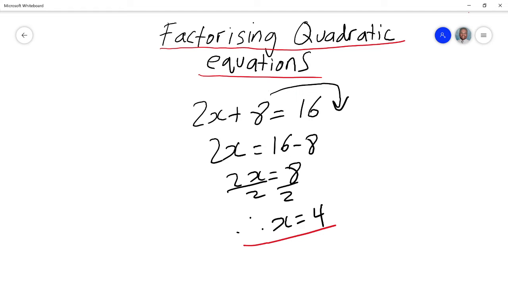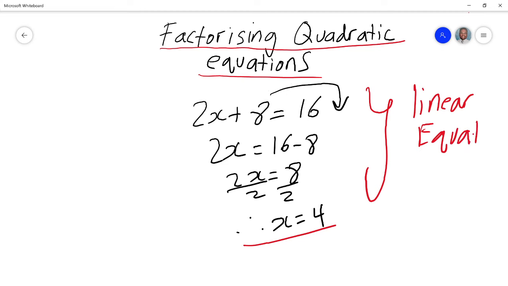Now this, like I said before, is an example of a linear equation. So what happens in a linear equation? You will get only one value of x, because you've only got one x there. That x technically is x to the power 1, which means you're going to get only one value of x.